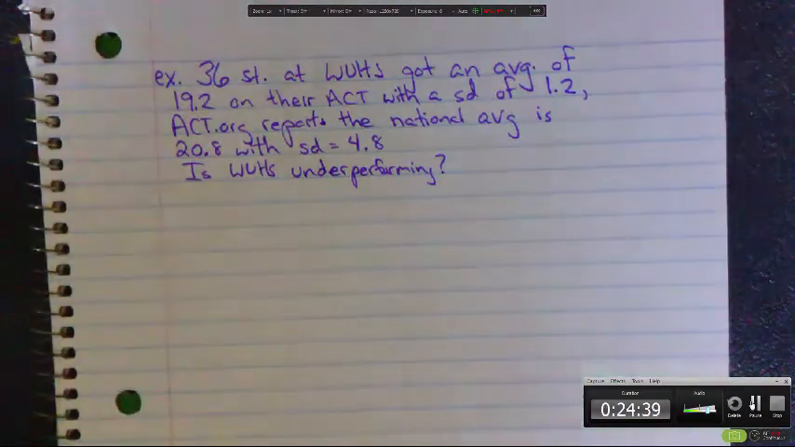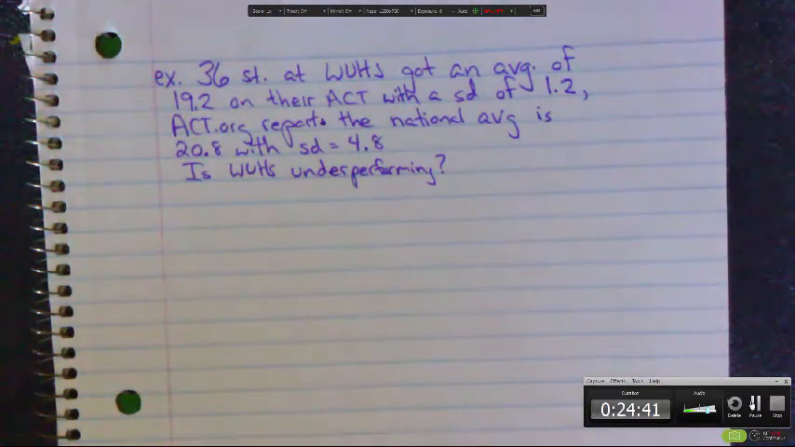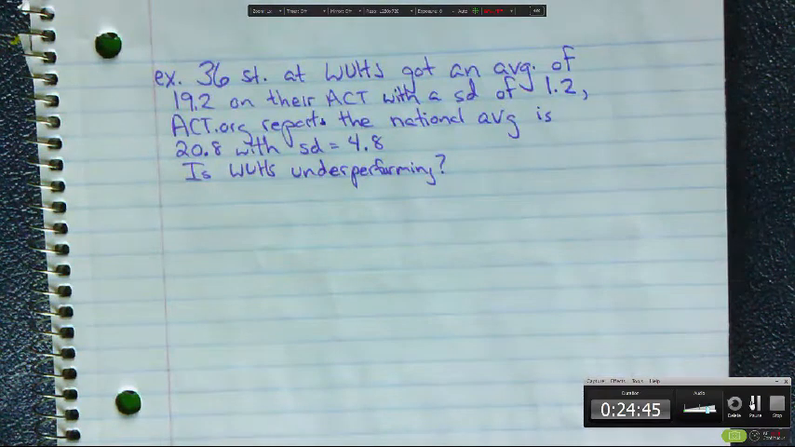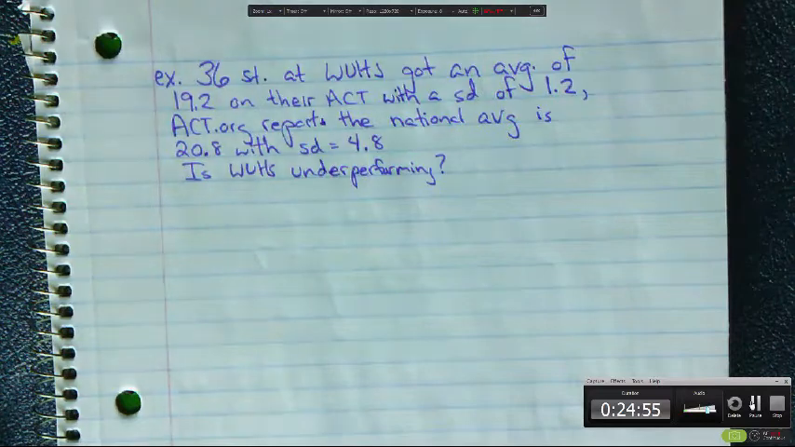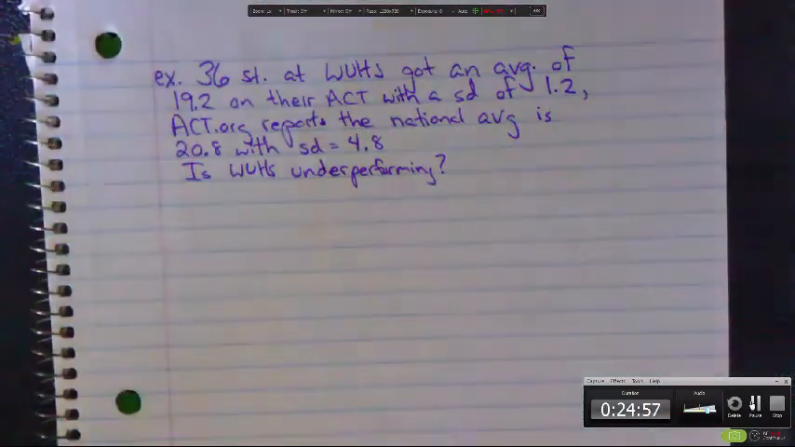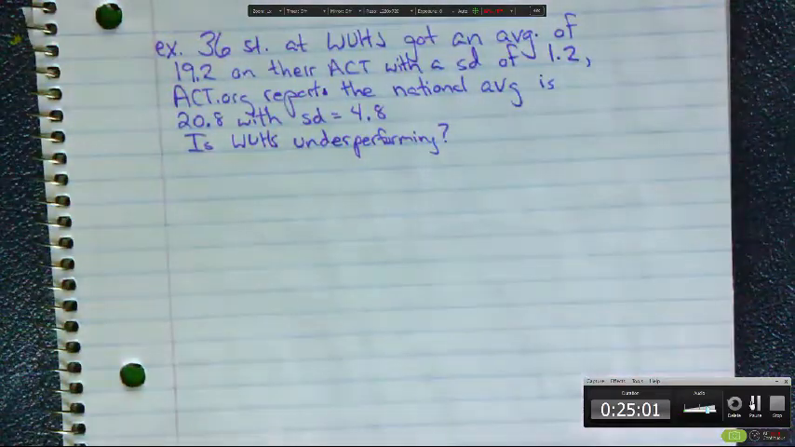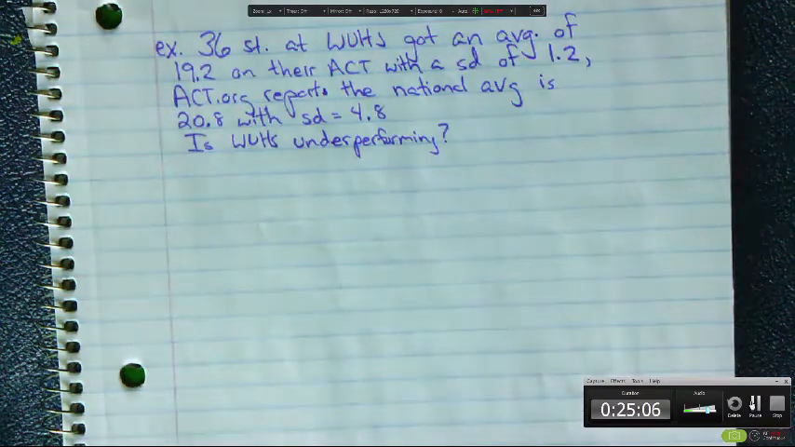Okay, so if you look at the 19.2, the 19.2 alone is not enough to say they're underperforming because it's a sample. It's not the entire school. So we're going to ask, is West Union High School underperforming?